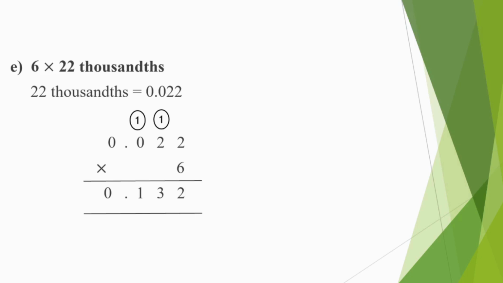How many decimal places are here? Here are 3 decimal places, so we move 3 decimal places from right to left, so it becomes 0.132. Students, I hope I have made your concept clear.